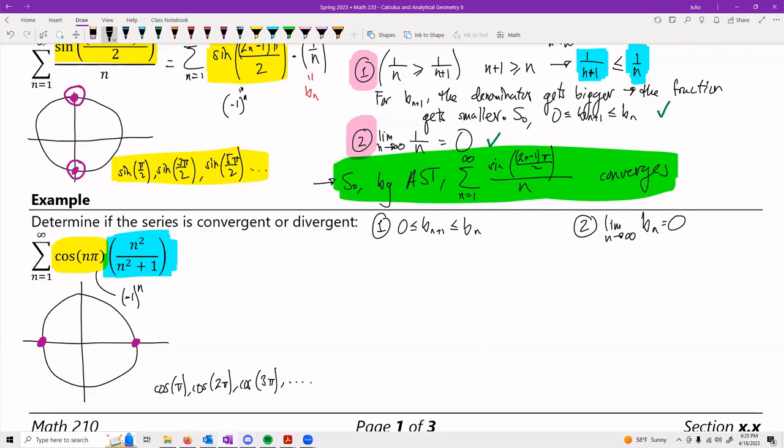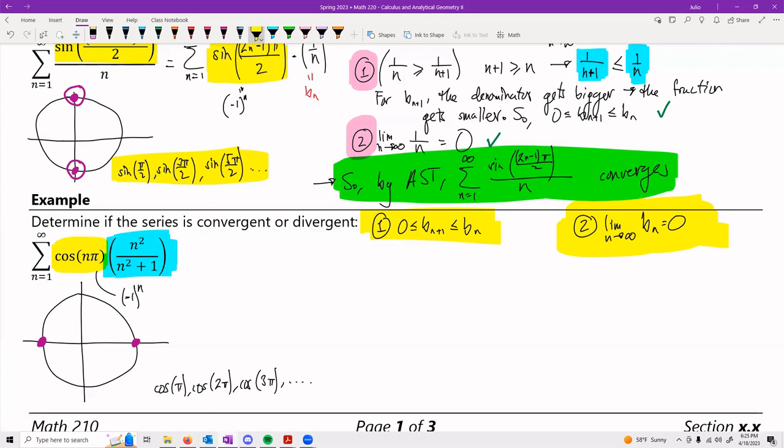So we're off to the races, and hopefully what you guys see already is that this thing looks like it's going to be divergent. So long as one of these two conditions is not satisfied, then we cannot use the alternating series test. We have to use the divergence test from section 5.3.